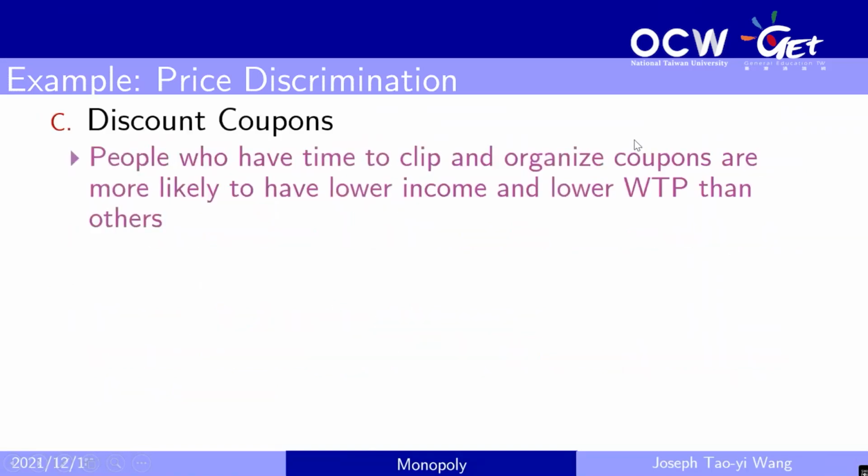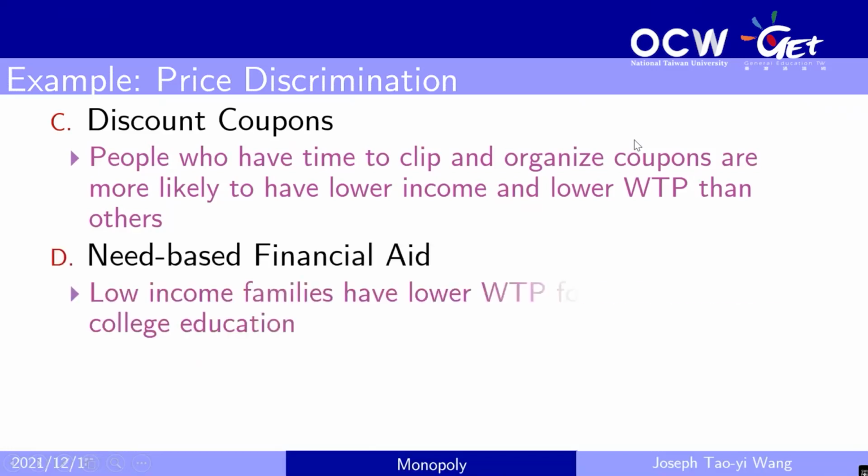Similarly, in the US, you have these coupons in the newspaper. It's very hard to collect them, but you can get a discount. Again, this is also price discrimination. If you're willing to spend your Sunday morning clipping these coupons, then it's more likely that you have lower income and lower willingness to pay. And so the firm can use this to do price discrimination and give these people a lower price.